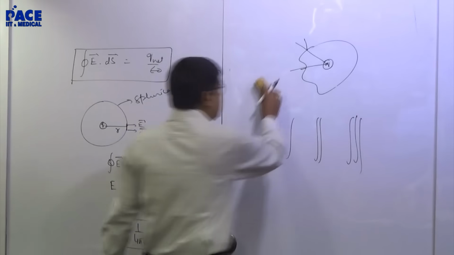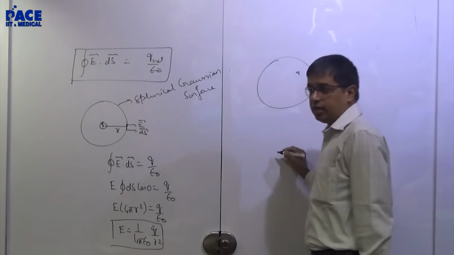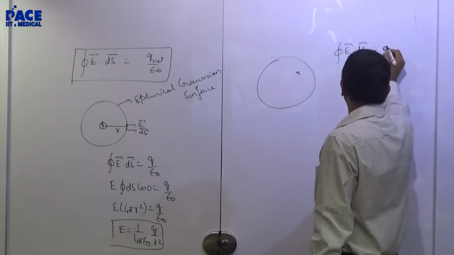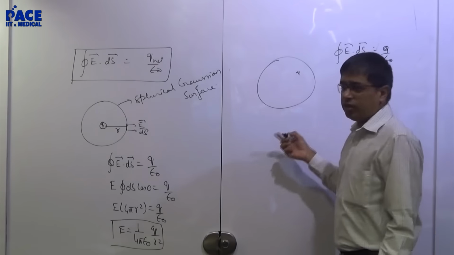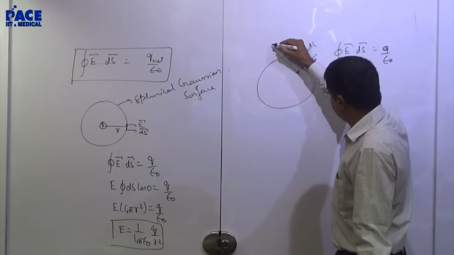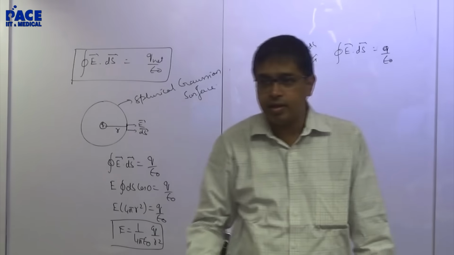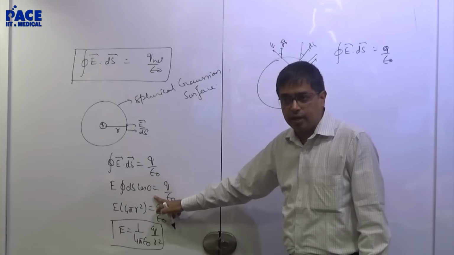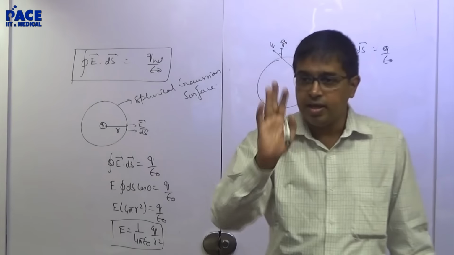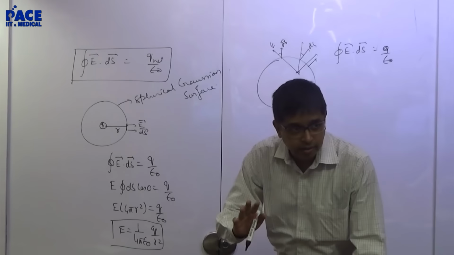Even if I would have assumed a Gaussian surface like this with q not at the center, even then closed integral E dot ds will be q by epsilon naught. But I cannot proceed further because E will be like this, ds will be like this. Angle between E and ds is continuously varying. You will not be able to go about with the integral. Hence, assuming the Gaussian surface should be done in such a way that these three conditions are fulfilled. Is that clear? All of you?